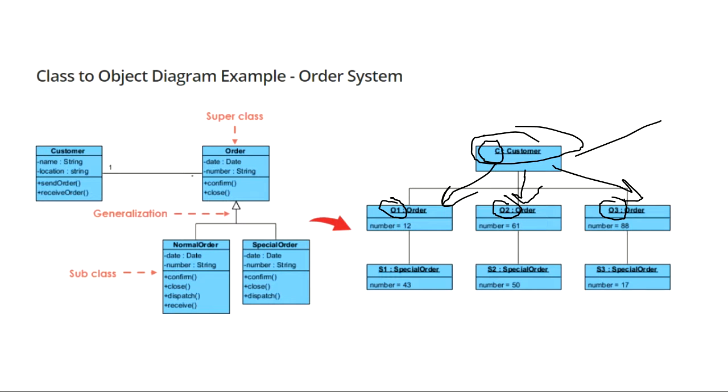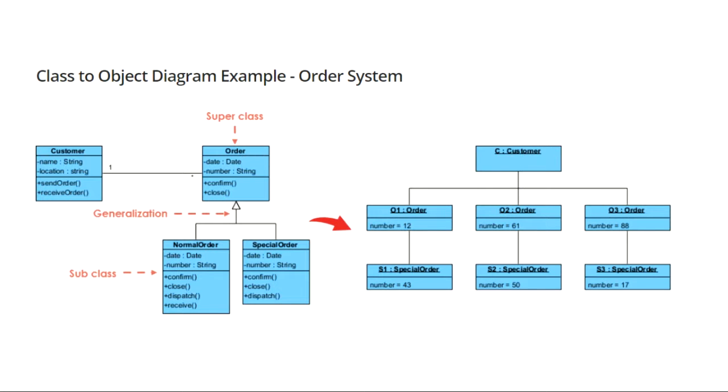For the order class, I have created three orders. You can create more also, but it's to show that a customer can have more than one order. And then again, same with the help of association, I have defined them. This is level 1, this is level 2.